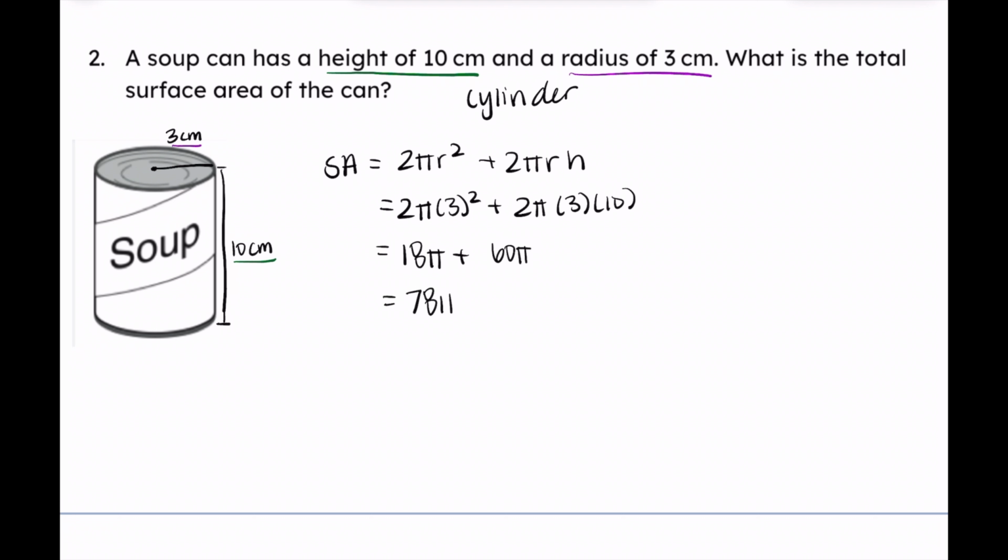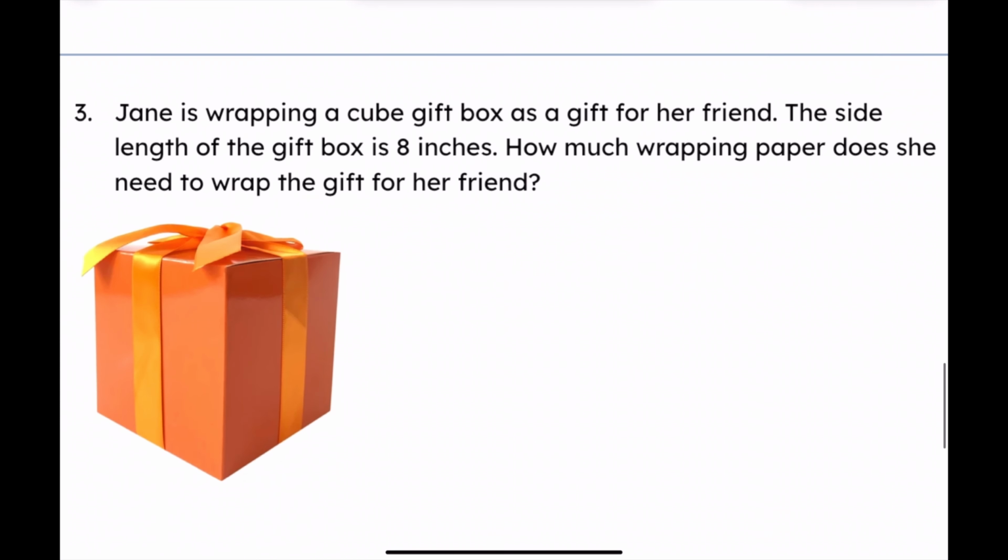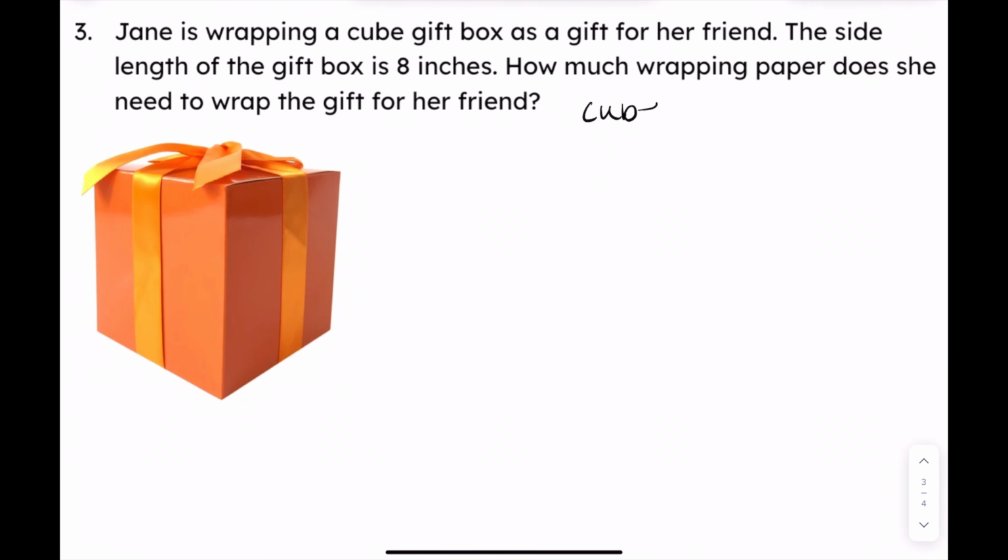Second term, we'll multiply all the coefficients, 2 times 3 times 10, that gives us 60, so it'd be 60 pi. 18 pi plus 60 pi is 78 pi, and when you approximate pi to being 3.14 and plug it into your calculator, you will get approximately 244.92 as our surface area for this soup can, and the unit should be centimeters squared. And now we'll move on to our third and final practice question for today.